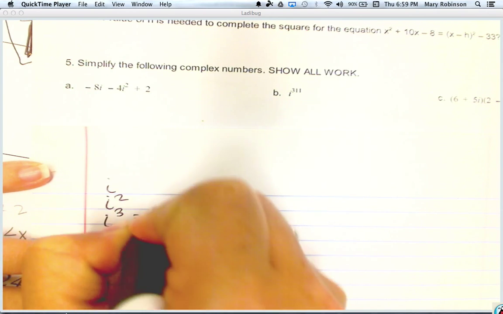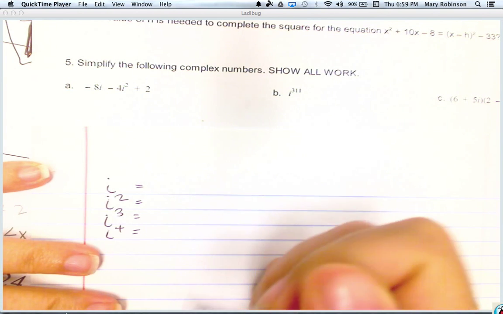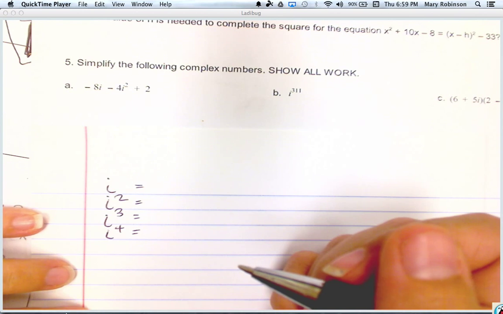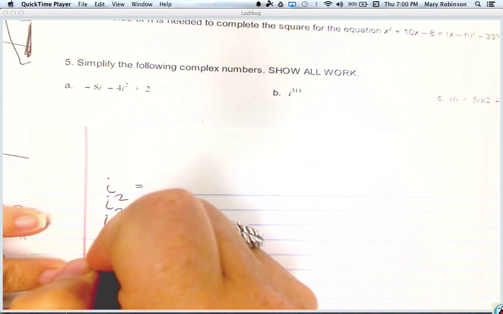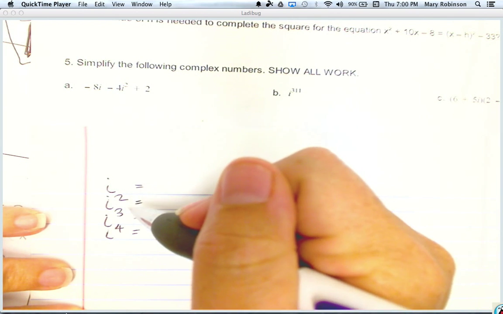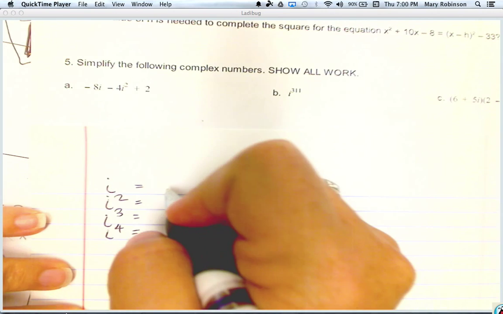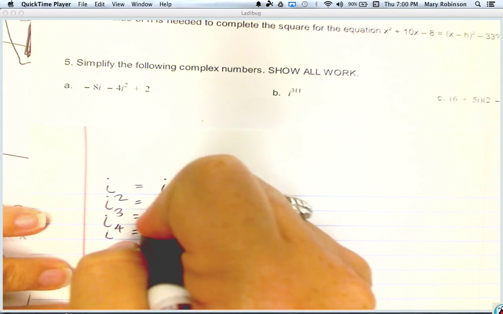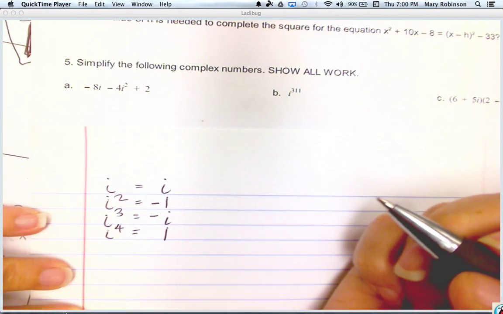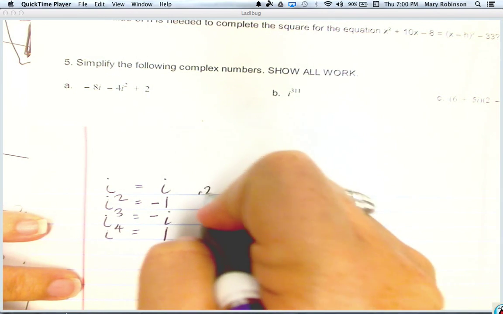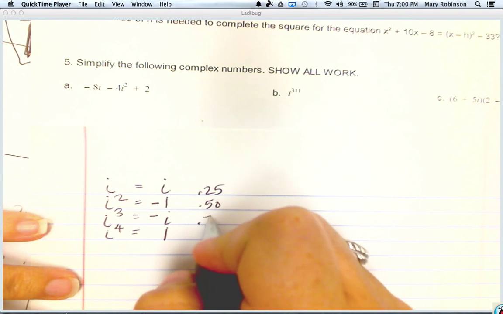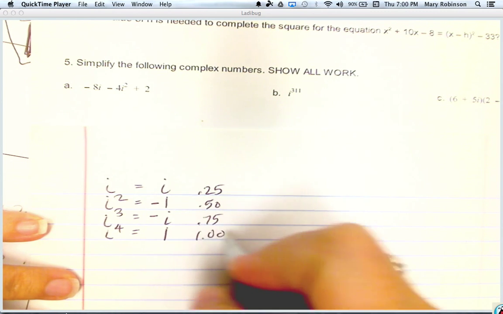I know you might think you don't need to, but I promise you that when students do write this, they don't make mistakes, but if they don't write it, then they do make mistakes. So write a list of i to the first down to i to the fourth, and remember i to the first is i. But remember that the i squared and i cubed, the two in the middle here, are negative. When you divide by 4, remember that these equate to like a quarter, 50 cents, 75 cents, $1, meaning it divides evenly.